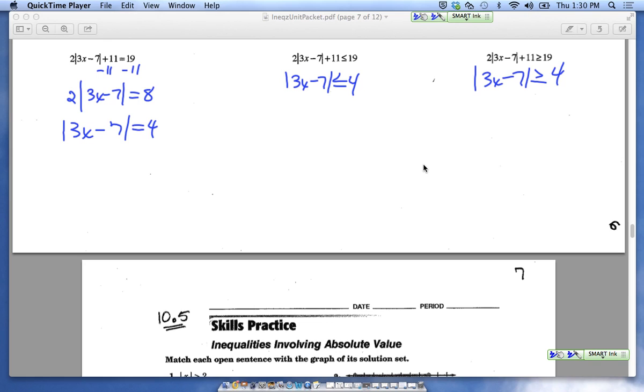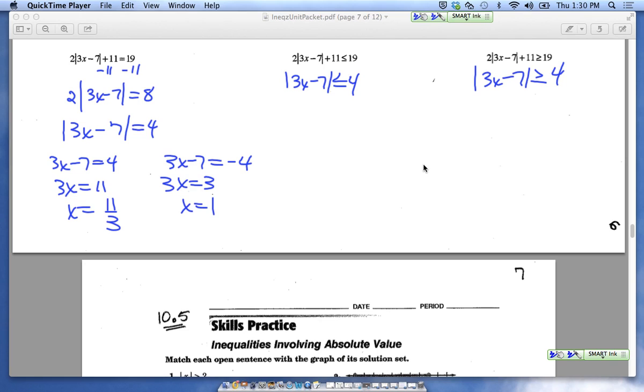So I can take each of these and solve as we did before. First of all, I will use the 2-equation method, the bifurcation method. So I'll take what's inside: 3x minus 7 equals 4, and 3x minus 7 equals negative 4. So this will give me my 2 boundary points. 3x is 11, x is 11/3, 3x is 3, x is 1.